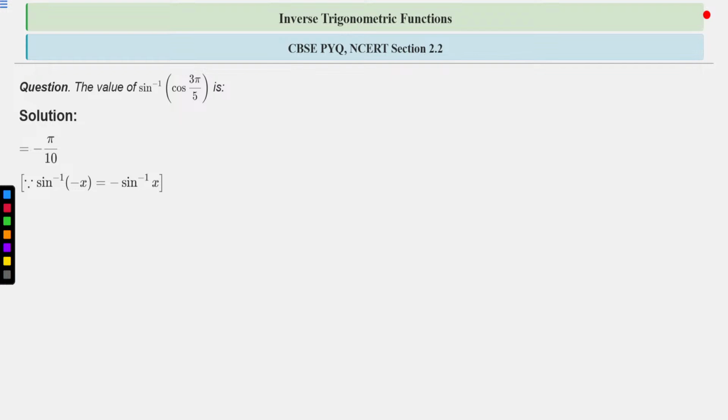Clear? Because sine inverse of minus x is equal to minus of sine inverse x, and sine inverse sine x is equal to x when x belongs to minus pi by 2 to pi by 2, right? So the correct answer will be minus pi by 10, right?